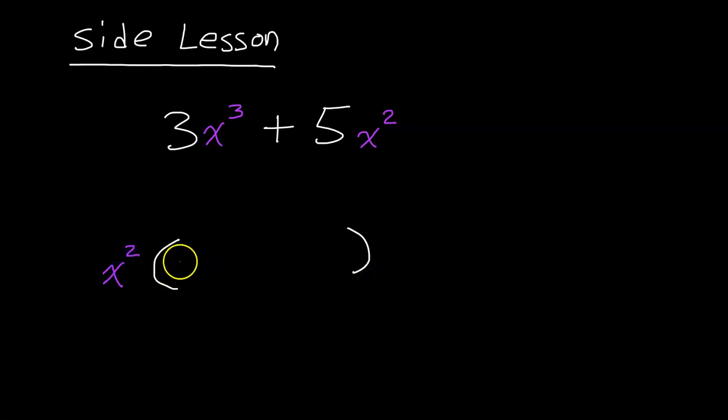And this is simple enough that at a glance we already know what's going to go on the inside. We're going to have our 3 and our 5, of course. But then we're going to end up with simply x right here. Now technically what we did was we divided both of these terms by the GCF of x squared.